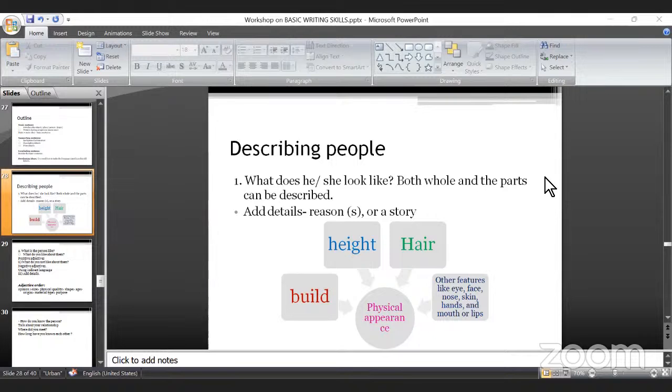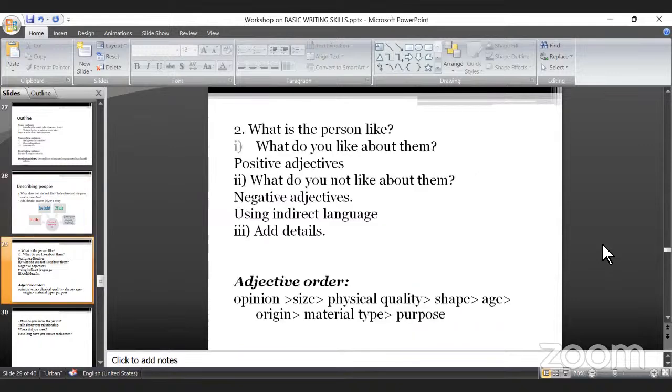You can use all of these terms to talk about your hair. Eyes, face, nose, all of them will have similar terms. You can look for them and figure out what those words are. Some of them are very interesting. You would definitely stumble upon expressions that you might have never even heard of. So build, height, hair, and other features would be part of physical appearance.